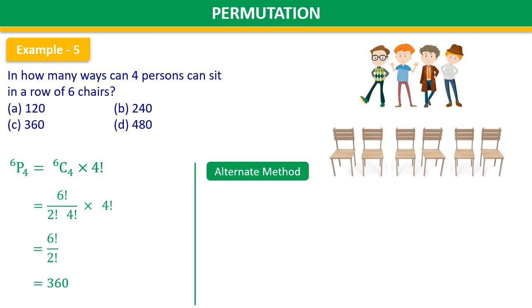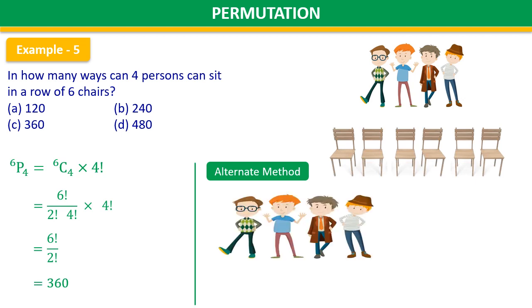Now, when the first person comes to sit, how many options are available in front of him? If the first person wants to occupy a chair, there are a total of 6 chairs available in front of him and he can select any one chair. So the first person has 6 options to sit. Now what about the second person? One chair is already taken by the first person. So for the second person, the number of options available is 5.